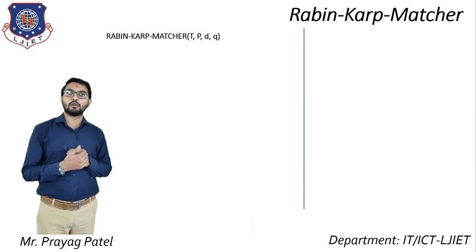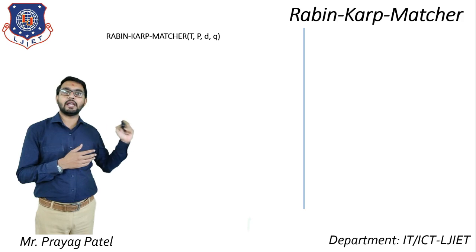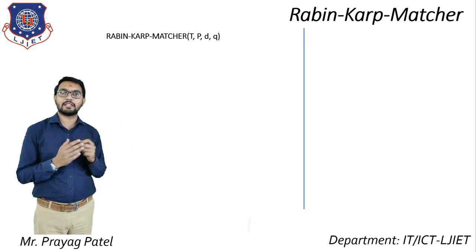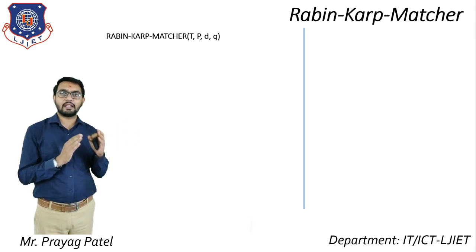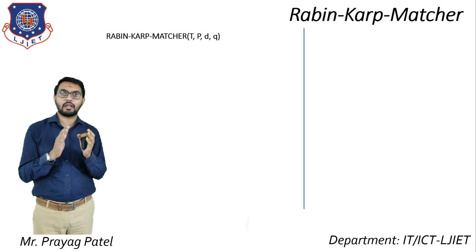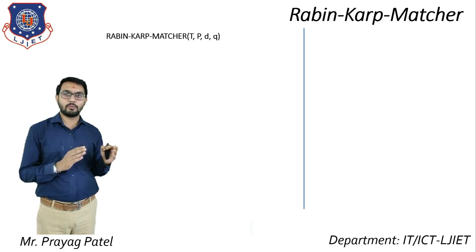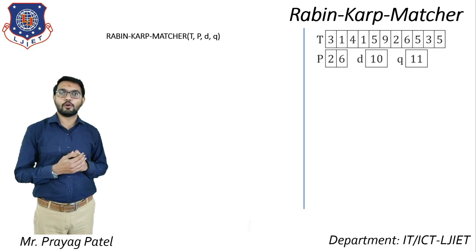Rabin Karp matching algorithm is the name of the algorithm. Then T, P, D and Q are considered as arguments, T as a text, capital P as a pattern, D means digit, 10-digit number or 2-digit number like this. So here D is considered as your base value. So for a decimal number consider D equal to 10. Then Q is considered as a modulo.